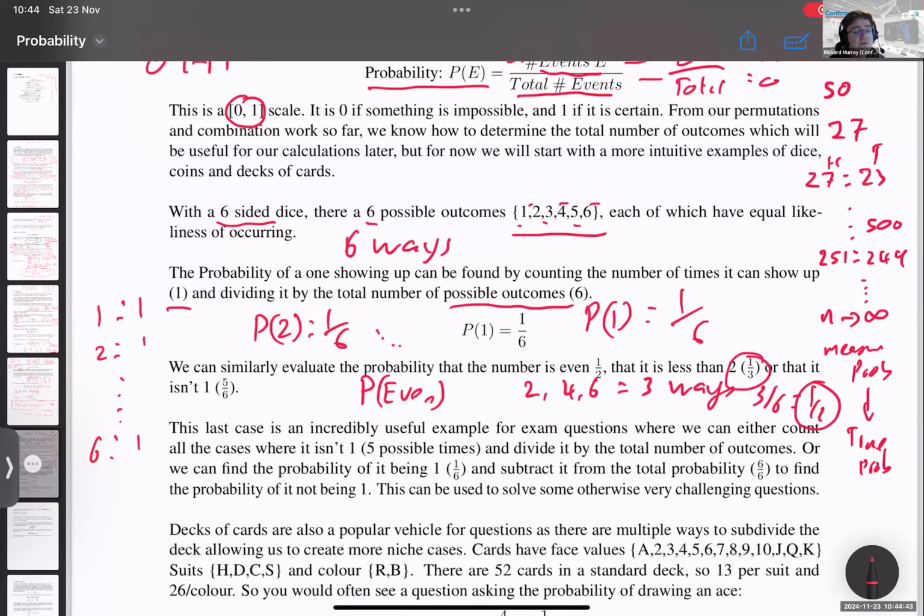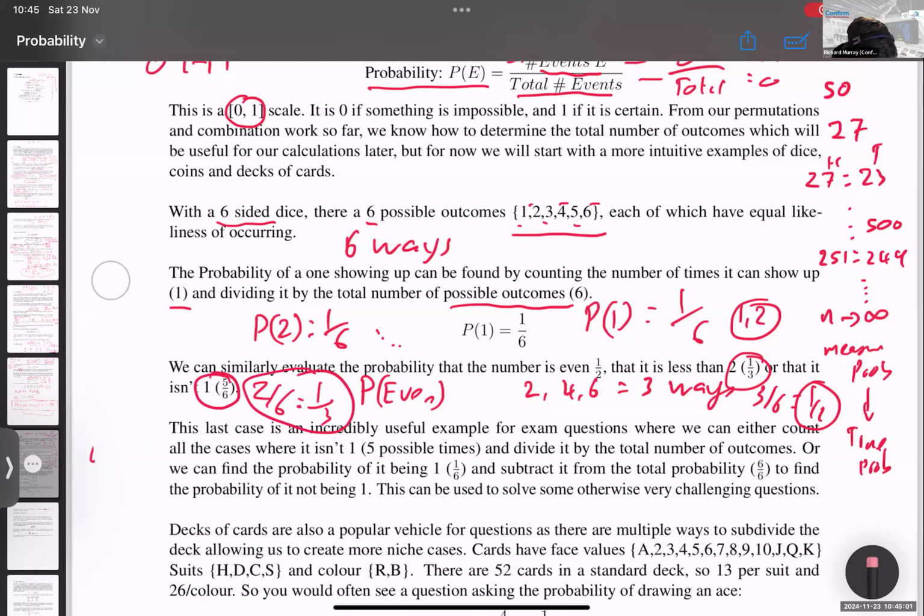So there are 2 ways we can have a number less than 2, which is 1 and 2. That's 2 ways divided by 6. So that's 2 divided by 6 is equal to 1 over 3. And then we can see that this last case is probably one of our most interesting, because it's the way that we can simplify a lot of our calculations later.